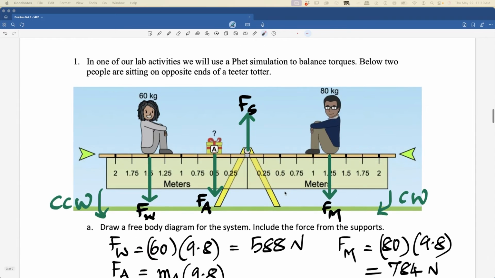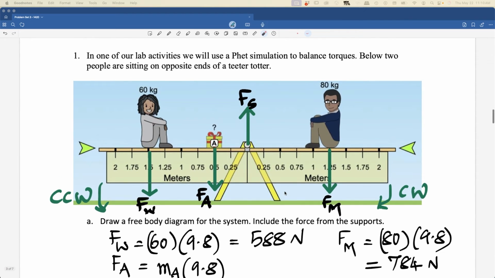In the first part, you are asked to draw a free body diagram and to include the force from the support. So what I have just mentioned is the free body diagram, where you show all the forces acting: 1, 2, 3, and 4. You have your free body diagram.